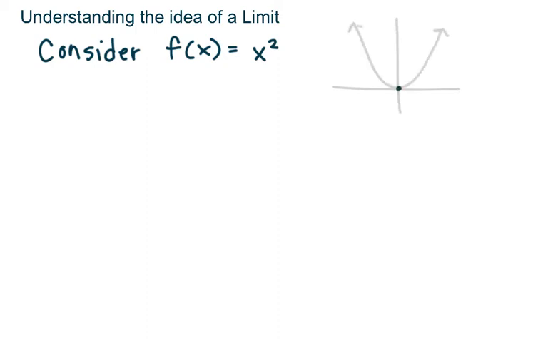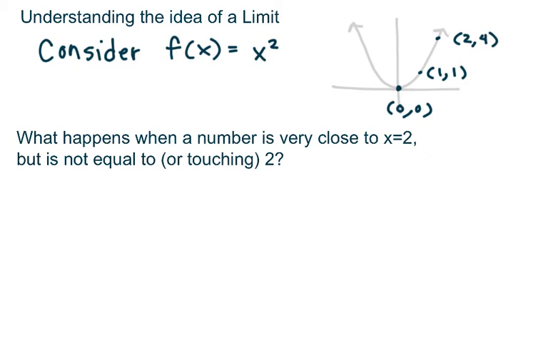We know it's got several points on it, such as the origin (0, 0), or the ordered pair (1, 1), or (2, 4). All right, this function's defined everywhere. So this limit problem is more about really understanding where the points go to. So I'm going to ask you a question. What happens when a number is very, very close to, say, x equals 2, but is not equal to it? So it's almost equal to x equals 2, but it's not equal.